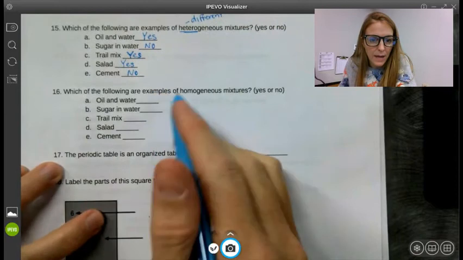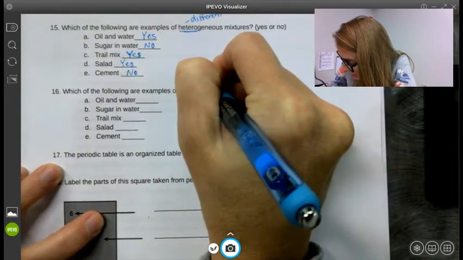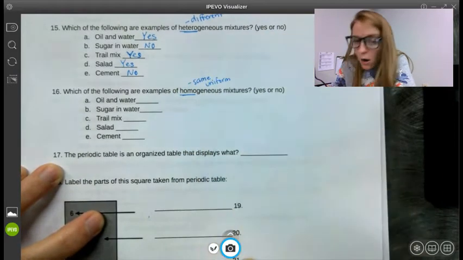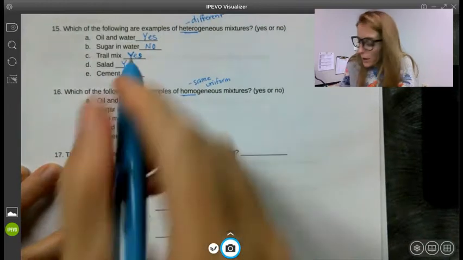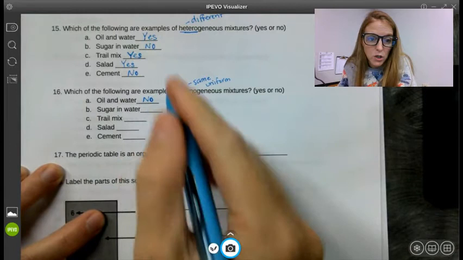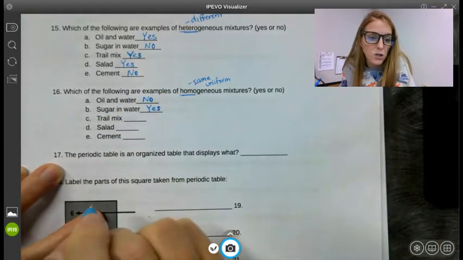Okay. And then an example of a homogeneous mixture. Homo means same, so it's going to be uniform. Looks like all one substance. So oil and water, it's a no because it was a heterogeneous mixture. Sugar and water, it's a yes because it dissolves and it looks like it's just water.